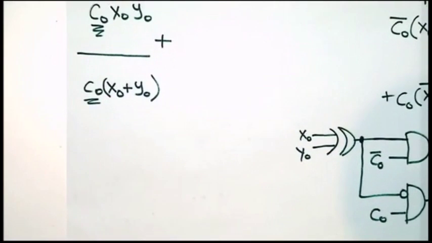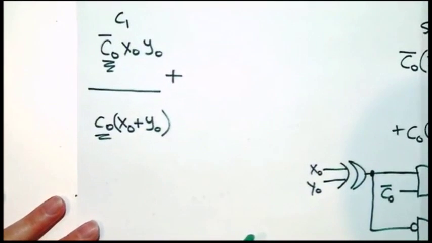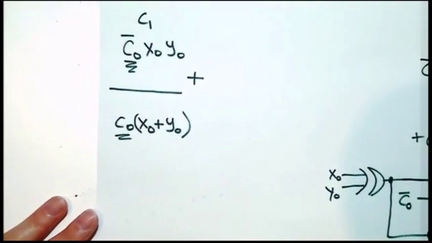Okay, so now we need to make one for C1. And I'd like you to try that and then check it with your neighbor.